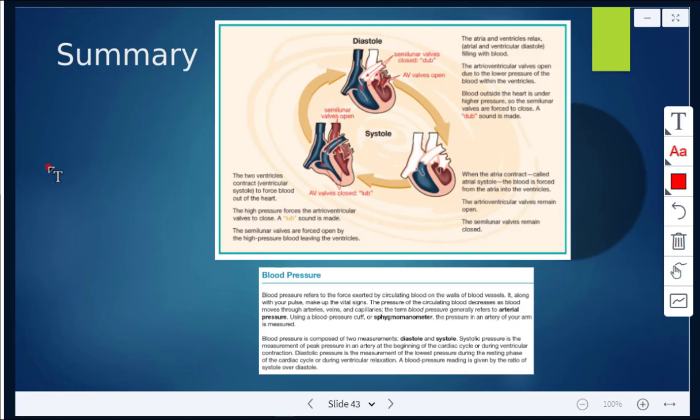Okay, the two measurements were diastole and systole. Systolic pressure is the peak pressure in an artery at the beginning of the cardiac cycle, or during ventricular contraction, and then diastolic pressure was the lowest pressure during the resting phase of the cardiac cycle, or when the ventricles are relaxed. And then it's always the ratio of systole over diastole.